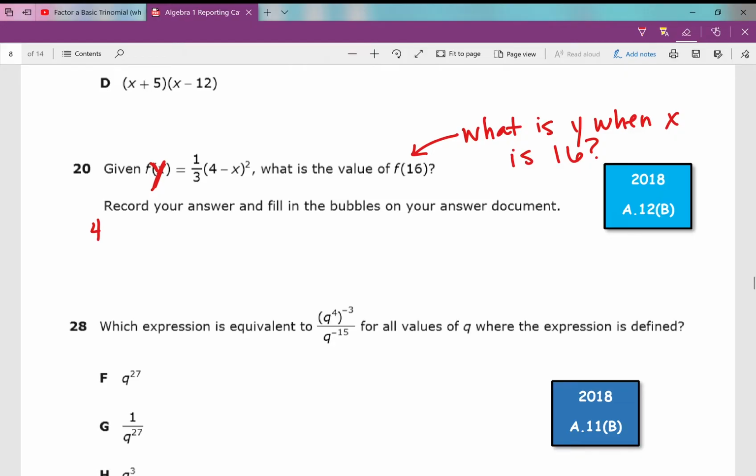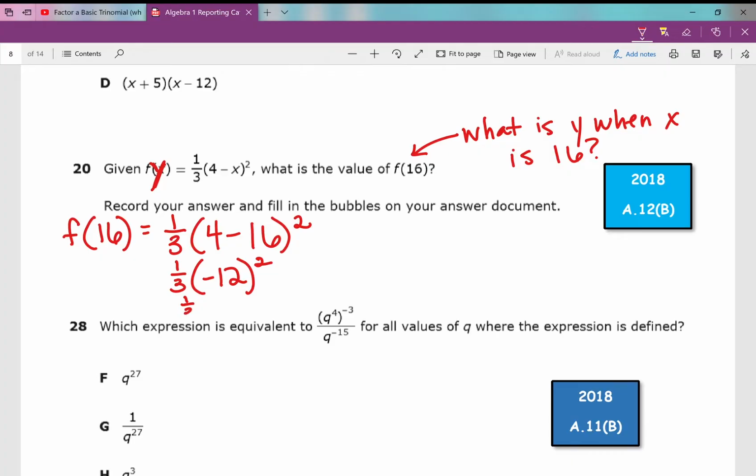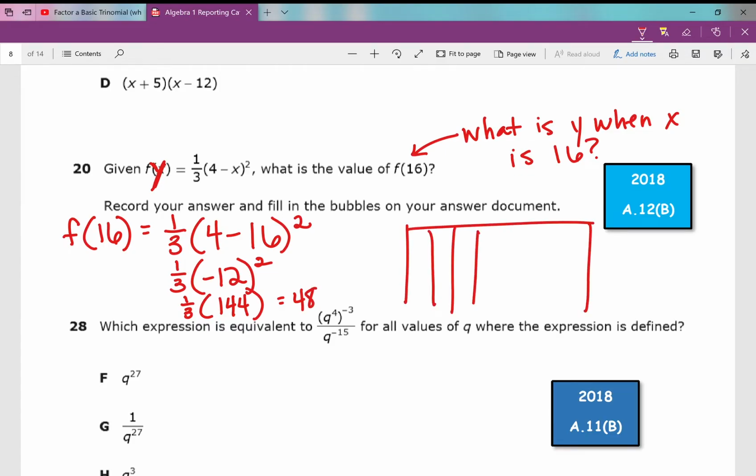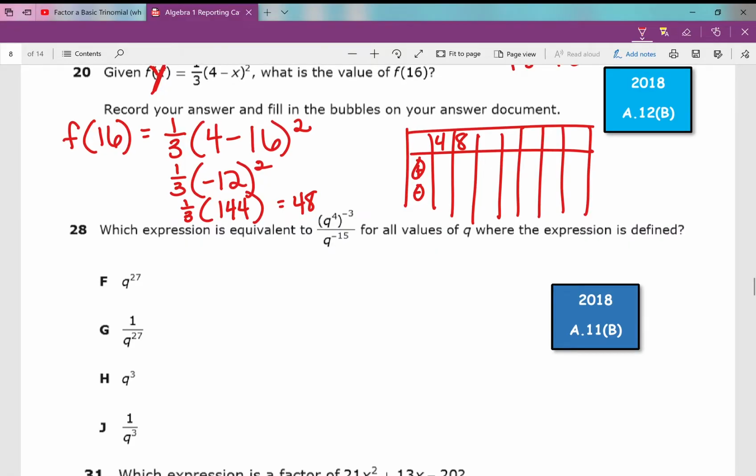That's all your calculator did, and your calculator just does it for you. Finding f of 16 means I am plugging in 16 for x. So when I simplify this, I get 1/3 times negative 12 squared, which is 1/3 times 144, which is 48. So when you've got your grid like this on your Algebra 1 EOC, you always have a plus and a minus here. It's going to be positive, and just fill it in just like that. Positive 48.